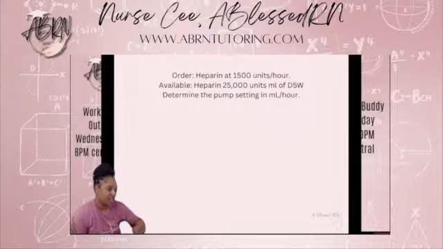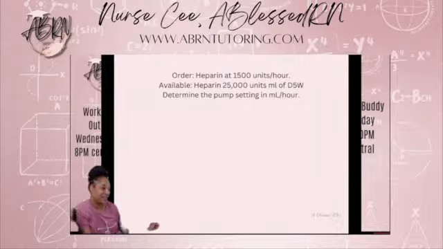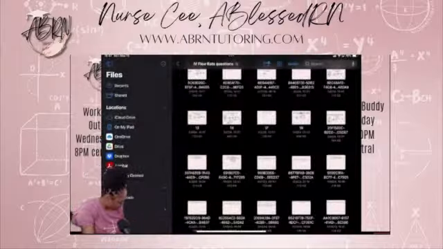I'm so sorry. So, anywho, heparin, 1,500 units per hour. Available is 25,000 units, milliliters in, what? Per milliliter? Wait a minute, that doesn't sound right. Okay. Probably was in a rush trying to do that one.